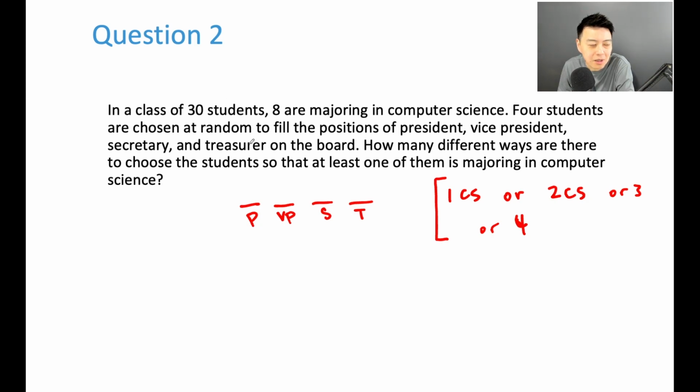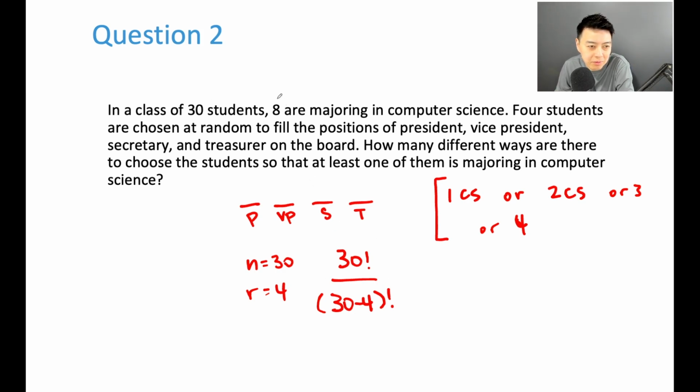From the 30 students, if we are going to put them into these boxes, this would be a permutation. Why? Because if I get put as president, it's different than if I get put as secretary or treasurer. So we have n equal to 30 and r equal to 4, and this is a permutation without repetition. Why without repetition? Because if I'm president, I cannot also be vice president, so these are different students being picked. So right away, we have this formula.